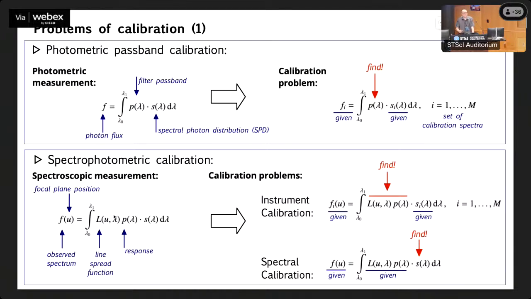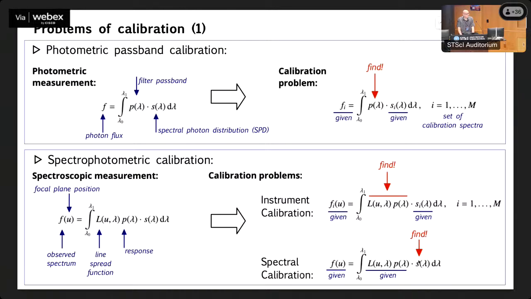Here we have two different kinds of calibration problems that can occur. First, we can assume that we have, again, a set of M calibration stars and the observed spectra given, and we have to find our instrument, to know what our instrument is doing. And once we have found our instrument, we have to calibrate a particular spectrum, where we have the instrument given and the observed spectrum given, and we have to find this one here.